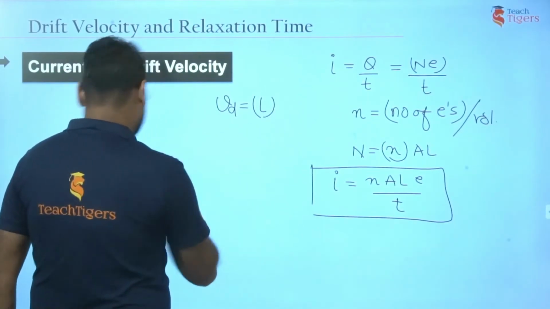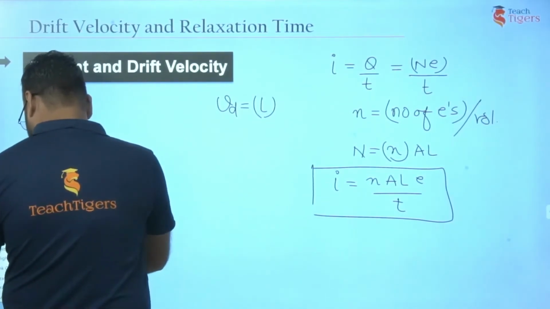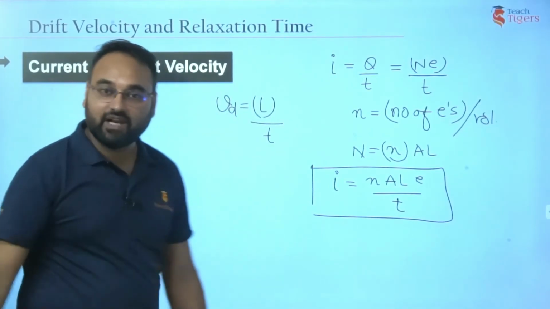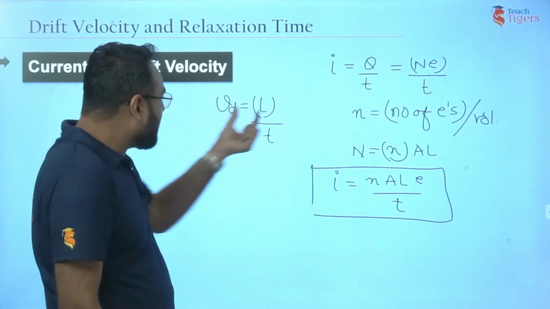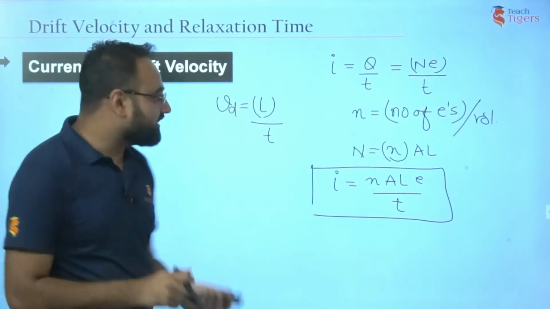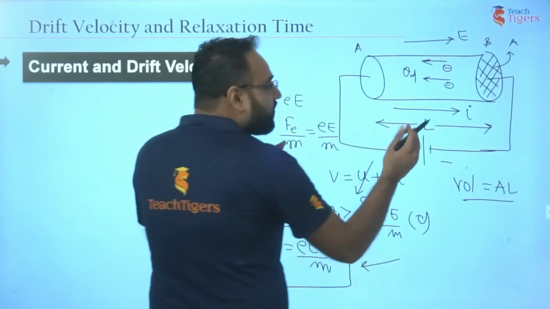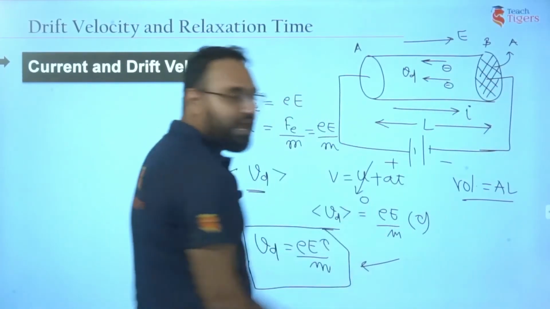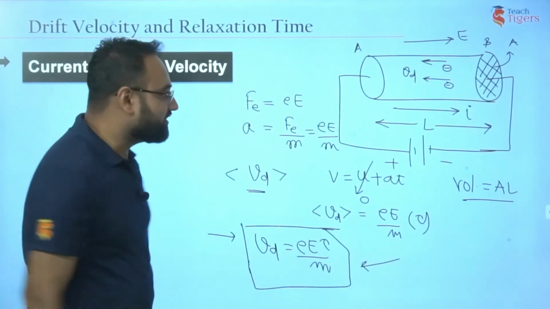It will be like distance upon time, right? So how do we define VD? VD is distance upon time. Which distance? The length of the conductor. That means these electrons are drifting with velocity VD through this length L in time t. This is how we relate.